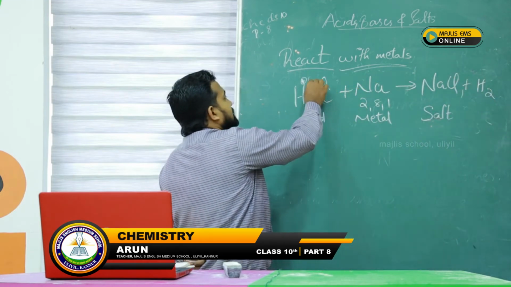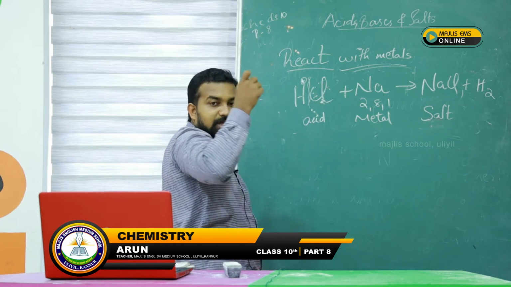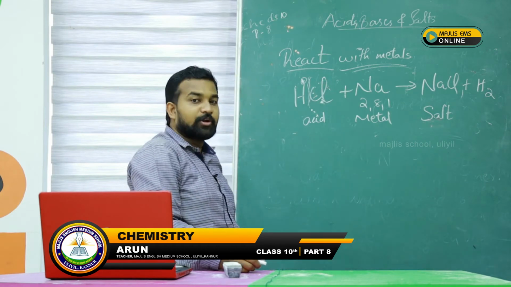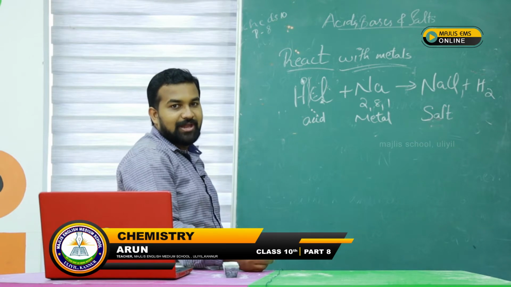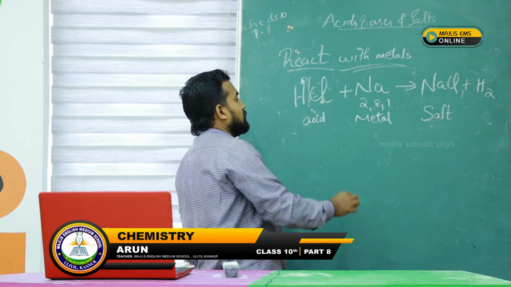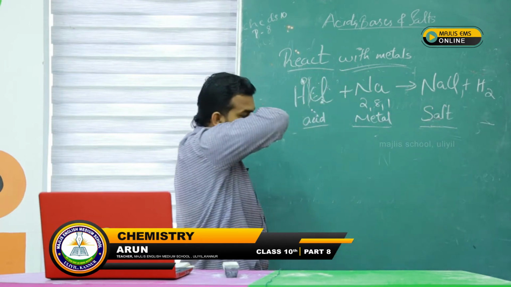H won't remain single, it will be combining with another hydrogen to form hydrogen gas. That's all, that also I have discussed in the introductory class. Why is it so? Because they have to satisfy their valency. So when an acid is reacting with a metal, we will get salt and hydrogen gas.